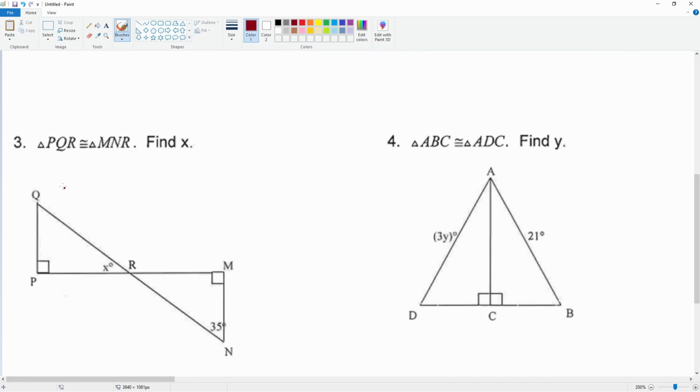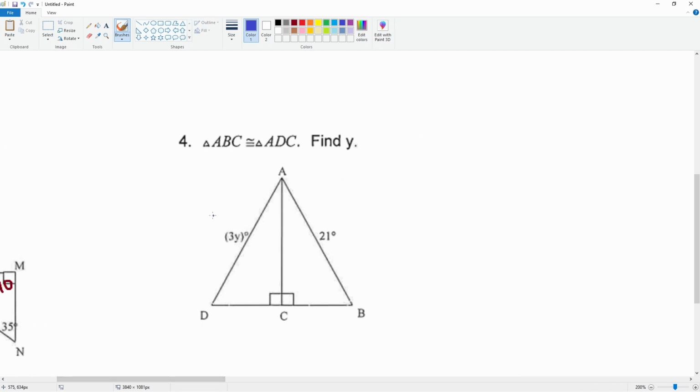We want to find what X is. Well, we know 35, we know 90, so we can get the other angle by using triangle sum. So this becomes 55. These are vertical, so X is equal to 55 degrees.